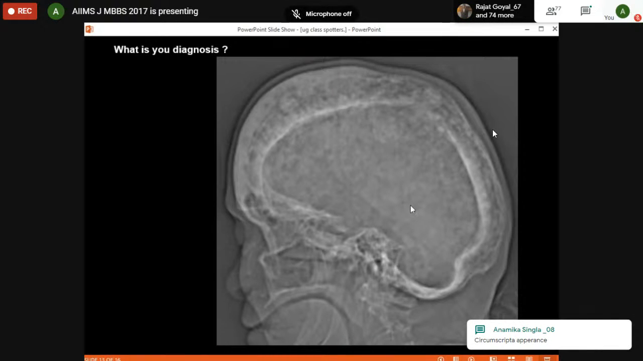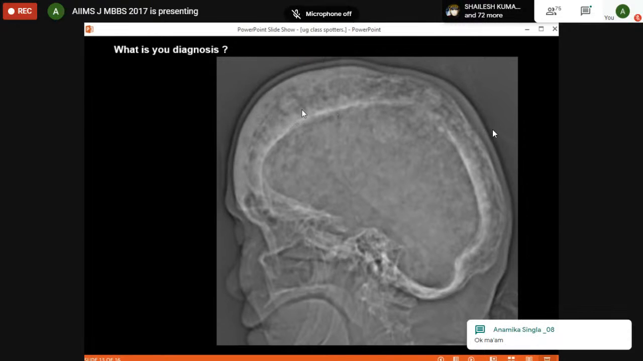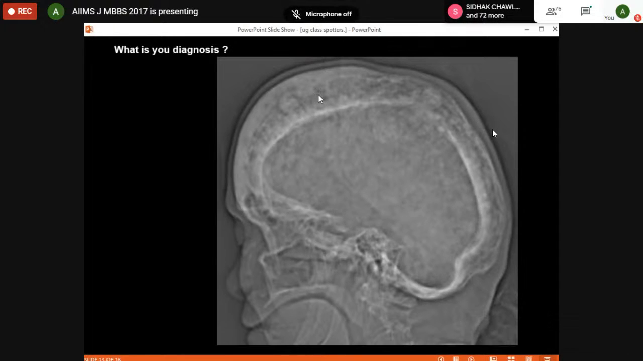Yeah, it could have a circumscripta appearance, but Anamika, what you need to remember is that osteoporosis circumscripta, as you called it, is basically a lytic lesion. You will see a lytic lesion in the frontal bone, most commonly. So you don't see any large lytic lesion here. What you can see are small lucencies, but these are not lytic lesions. These are basically diploic spaces which are enlarged.